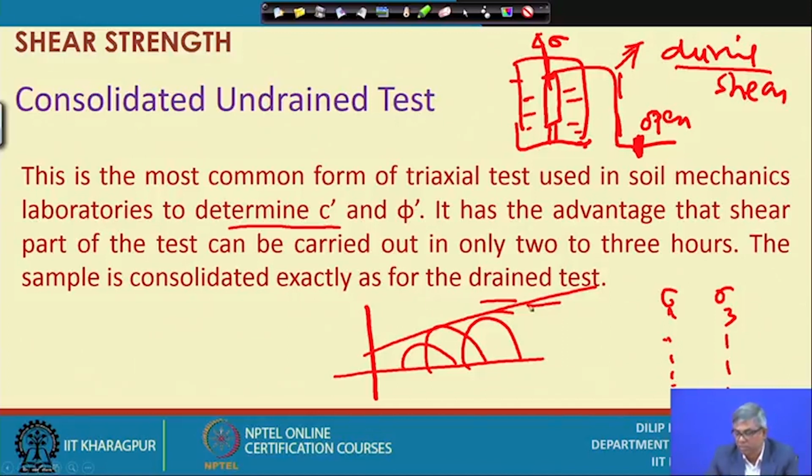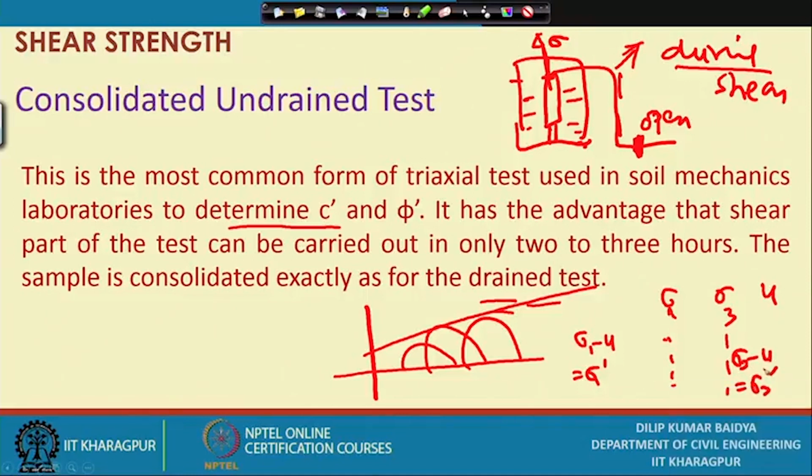And suppose now there is a pore pressure U. If you subtract it from sigma 1, sigma 1 minus U gives you sigma 1 dash. Similarly, sigma 3 minus U gives you sigma 3 dash. Like that, we can plot another set of circles in terms of effective stress, and if you draw the tangent, it may become something like this. With the application, I will show you later on.